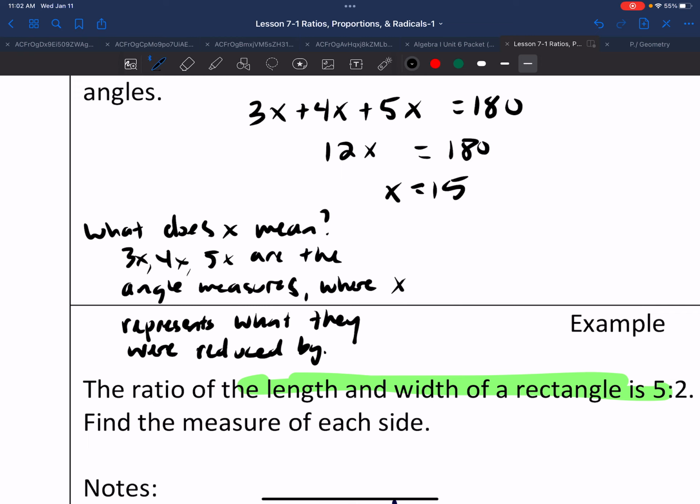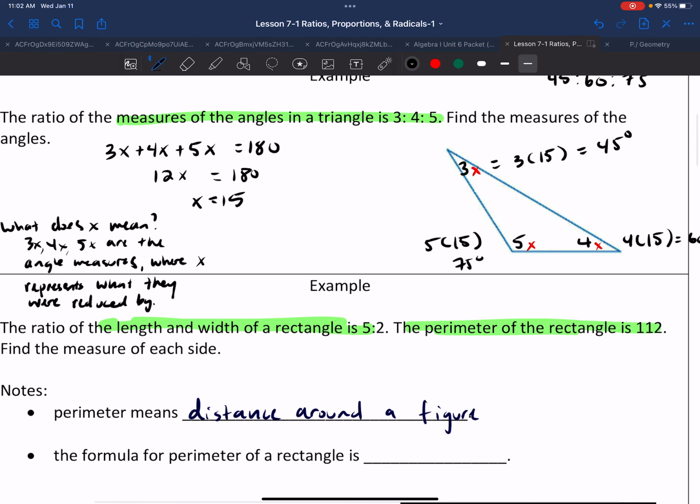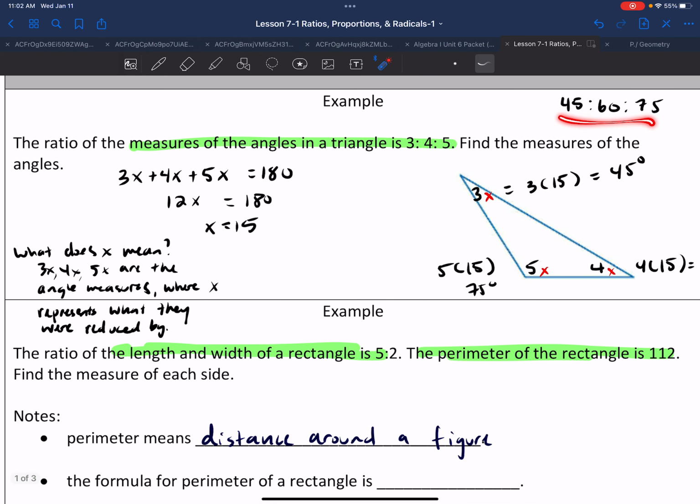Well, that's going to be 2, right? 2 goes into 6, 2 goes into 2. That should give you 3 over 1. Here, you can treat this like a fraction, but we have 3 quantities.